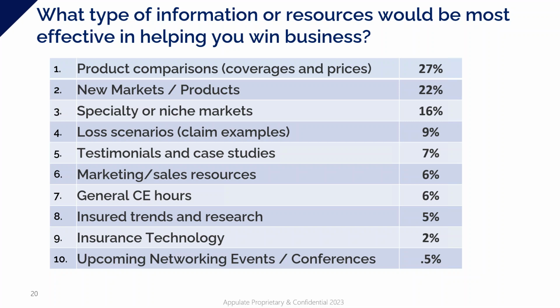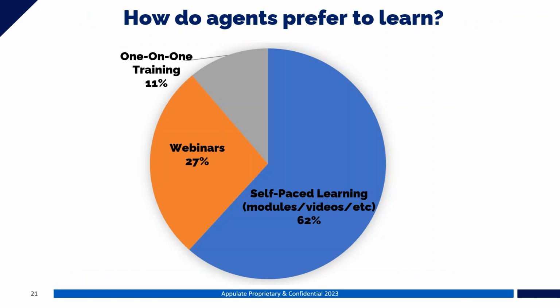So again, happy to send this to you. We'll have a recording of this, but there's a tremendous amount of data around these types of things. And the last thing I'll share here real quick before passing it right back over to Sameer would be, how do agents prefer to learn? So this is interesting. We asked the agent, how do you prefer to get your information? And by far, about 62%, and this has been consistent year after year, with only a slight change, about 1 to 2% per year, has been self-paced learning.